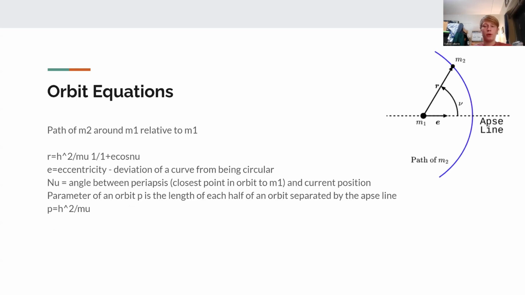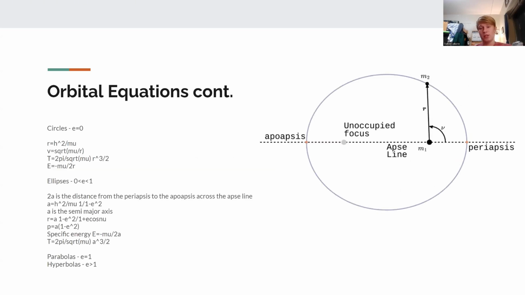And then orbital equations, here are some equations there. What's most important is understanding terms such as apse line, periapsis, and on the next page, apoapsis. So the periapsis is where the orbit is closest to the primary body, and apoapsis is the point where it's the opposite.